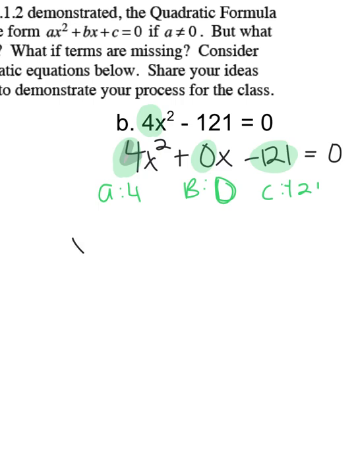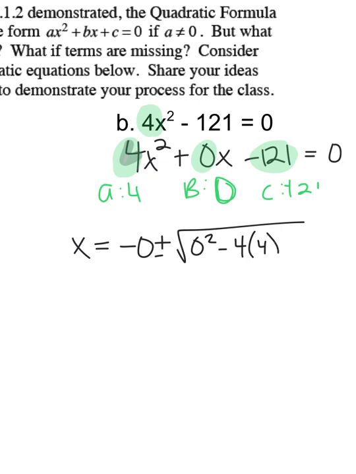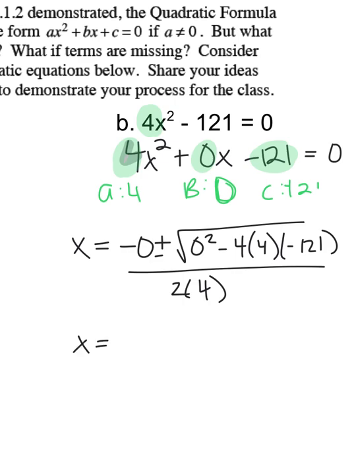And then we fill in our quadratic formula. X equals negative b plus or minus square root b squared minus 4 times a times c all over 2a. Okay, so we'll rewrite x equals negative 0. 0 can't be positive or negative, it's just 0. Plus or minus the square root all over 8. Then the part that's inside that square root, 0 squared is still 0.